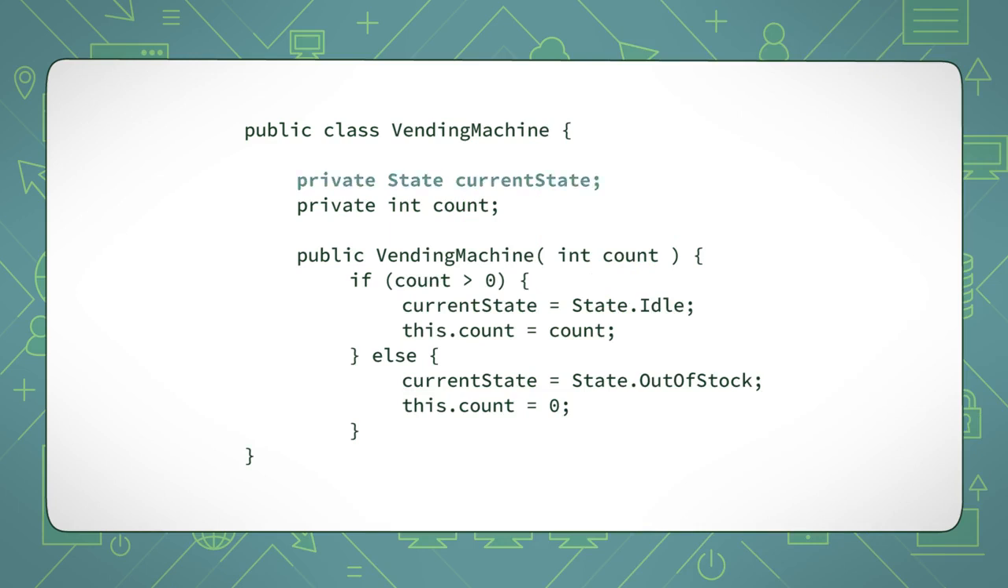Current state refers to a specific state object, whichever denotes the current state of the vending machine. When the machine is instantiated with a stock count greater than 0, the current state is set to state.idle. If the stock count is not greater than 0, the current state is set to state.outofstock.